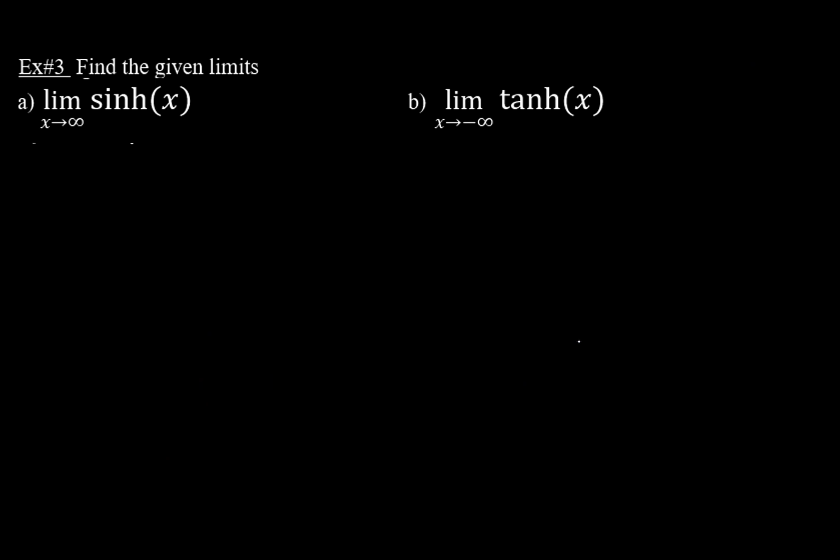All right, so we're going to find the given limits. These are limits to infinity or negative infinity. And the idea is this, remember, that if you have 1 over infinity, that's going to be 0. And if you have e to the infinity, that's going to be infinity. We'll just kind of work from there. So if I'm going to do the limit of the sinh as x approaches infinity, I'm going to first write out the formula for the sinh function.